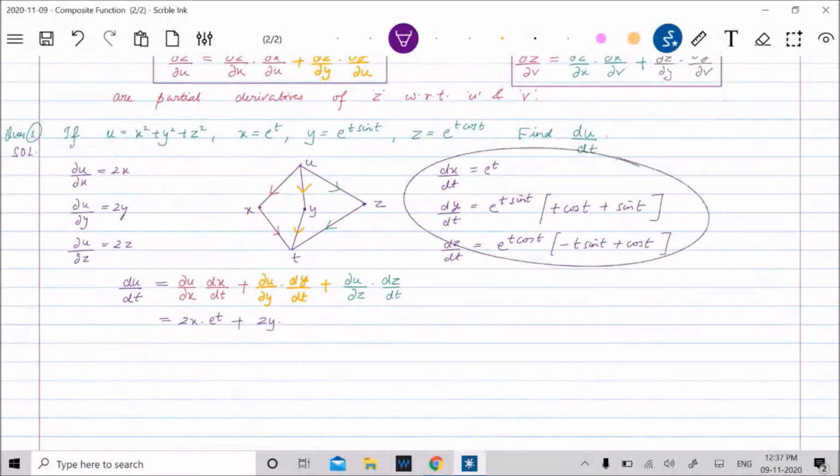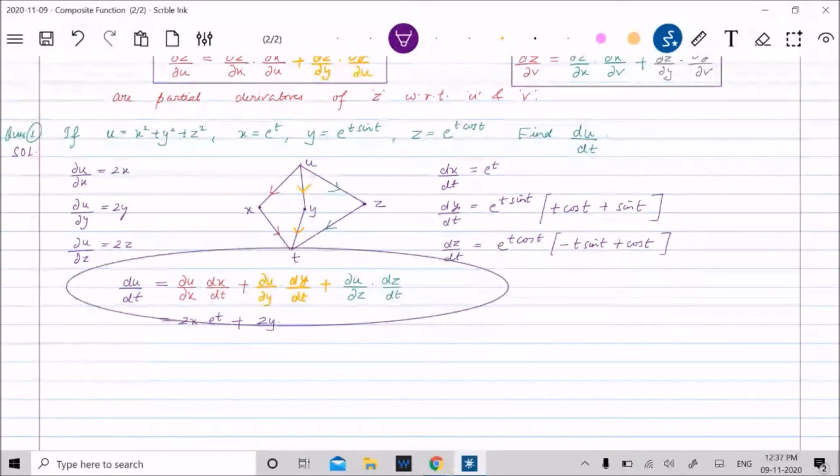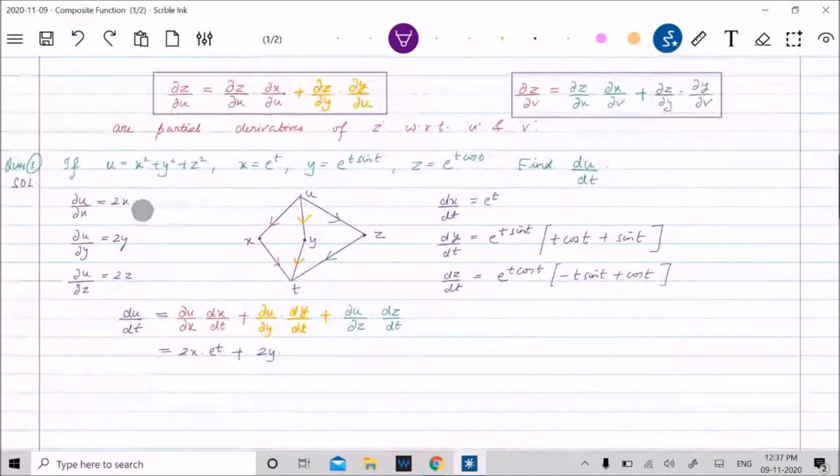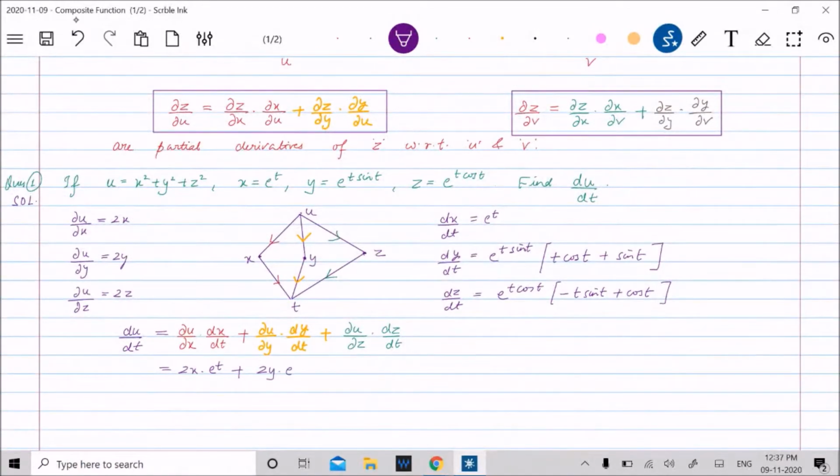Okay, so using these derivatives and partial derivatives in this formula which you just wrote using that tree, just substitute these values. Dy by dt will be e to the power t sine t and t cos t plus sine t, and del u by del z is 2 times z, and dz by dt is e to the power t cos t, and then you have minus here. Okay, fine. So why don't I write it like this: minus t cos t plus cos t. Sorry, it is sine t actually.